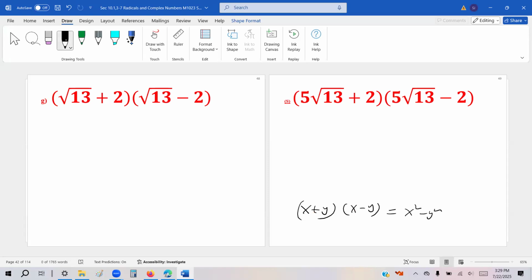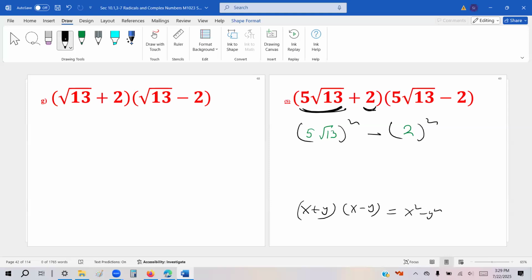So you don't have to use FOIL to distribute them. When you have two conjugates, meaning the exact same two terms with opposite signs, when you multiply them by FOILing, you get each one of them squared and the minus between them. So you can use this method. You don't have to multiply. You get the first thing squared minus the second thing squared. That's the result. So 5 square root of 13 squared and then 2 squared.